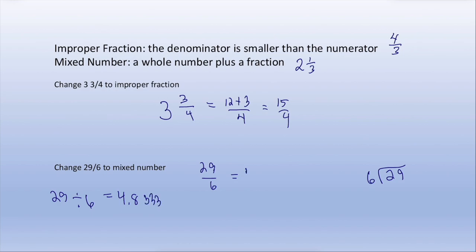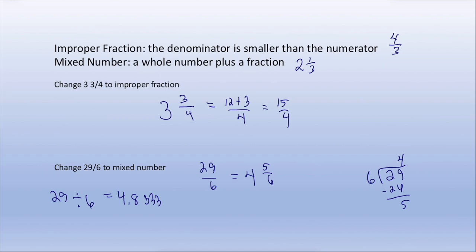So we know that we have 4 whole things. So 6 must go into 29 4 times. 4 times 6 is 24. But let's see how many are left over. 29 minus 24 is 5. We have 5 remaining, so we should have 5/6.